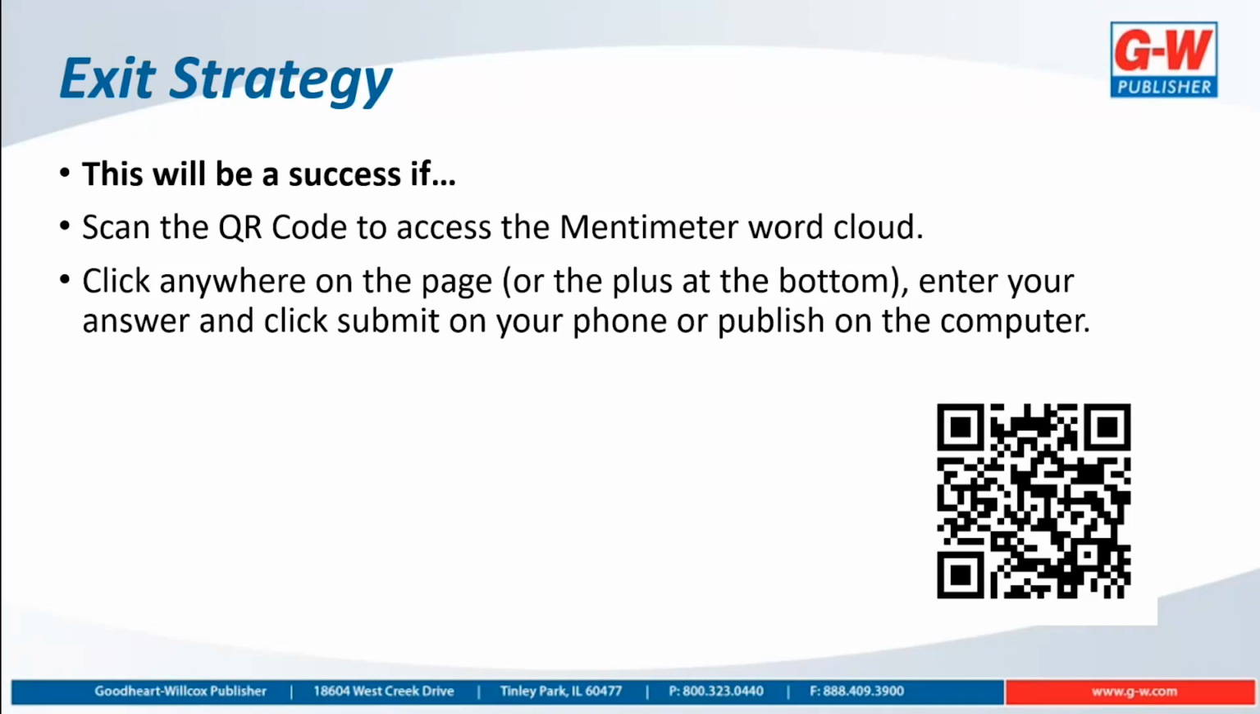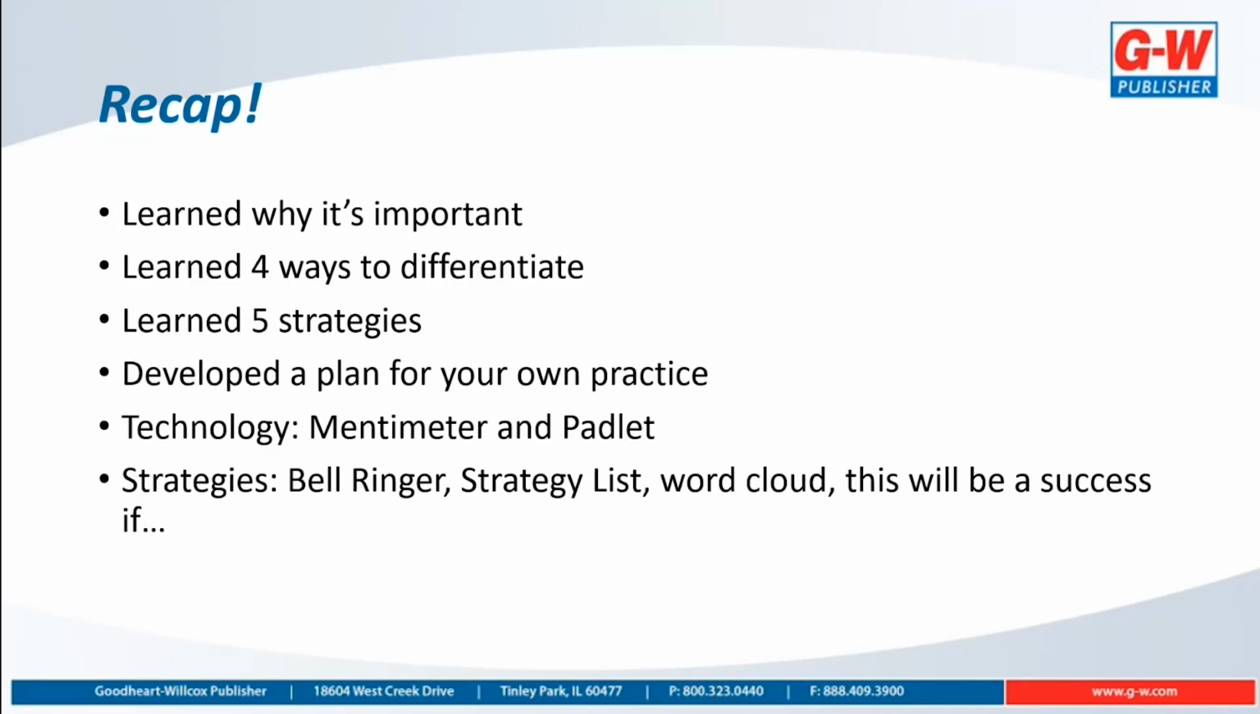Okay, so being aware of your time, we're going to recap real quick. I know time flies when you're having fun. These go just so fast for me. So today we learned why differentiation is important, 4 ways that we could differentiate content, process, product, and learning environment, 5 strategies, and we talked about how we could utilize it in our own practice ASAP. We used Mentimeter and Padlet, and we used the strategies Bell Ringer, a strategy list, word clouds, and this will be successful if, and a ranking, which isn't really a strategy, but kind of is.